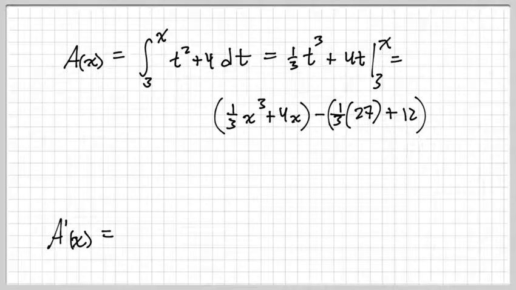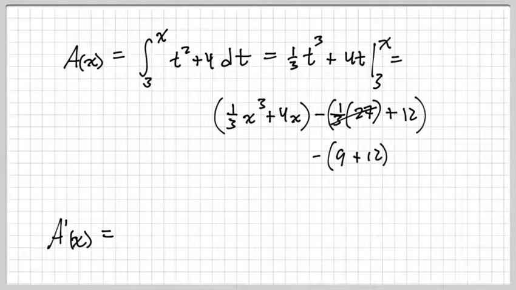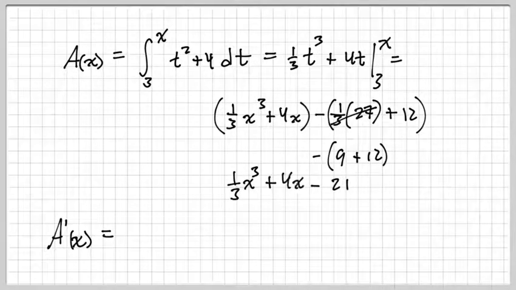Okay, so 1/3 of 27, what is that? That's 9, right? And then we have plus 12. 9 plus 12 is 21. Okay, and over here we have 1/3 x to the third plus 4x. Now later I'm going to teach you guys that this bottom number right here is what gives us the 21, right? We plugged in the 3 right here to get the 21. Okay.